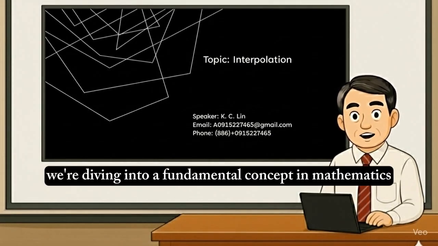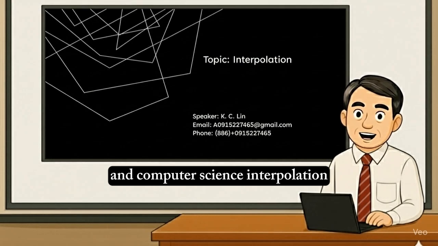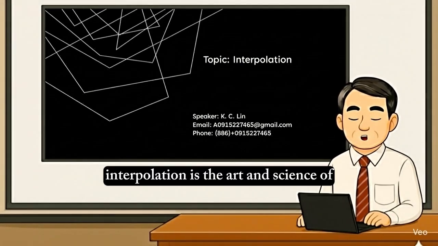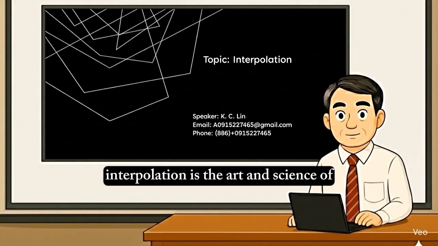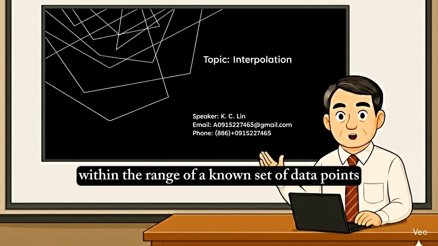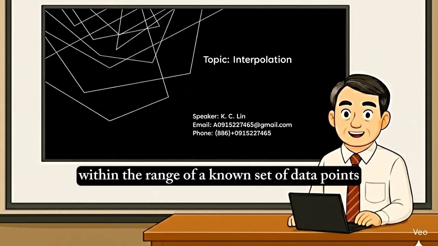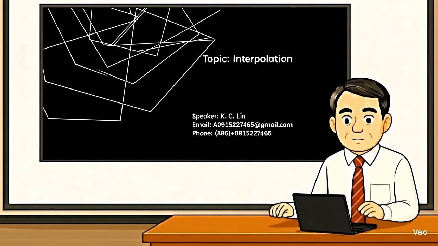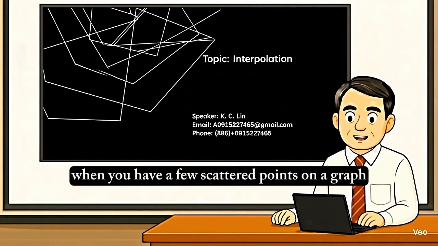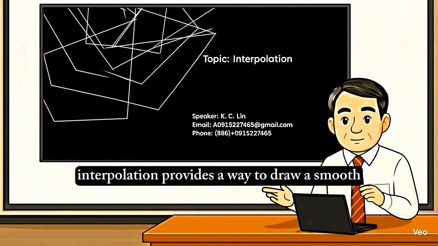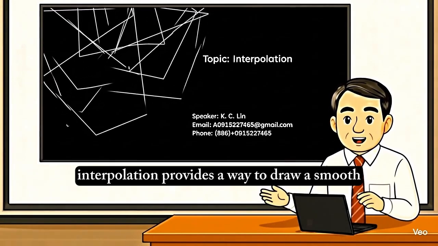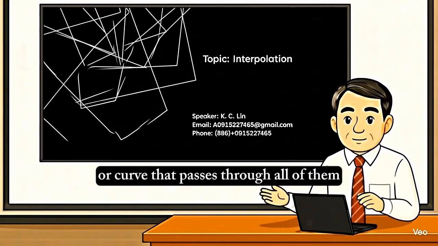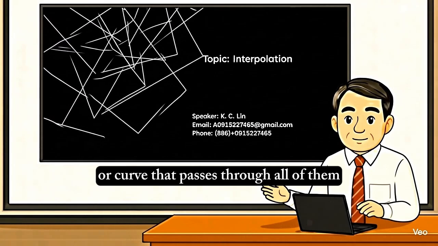Today, we're diving into a fundamental concept in mathematics and computer science, interpolation. Interpolation is the art and science of estimating new data points within the range of a known set of data points. Think of it like connecting the dots. When you have a few scattered points on a graph, interpolation provides a way to draw a smooth, continuous line or curve that passes through all of them.